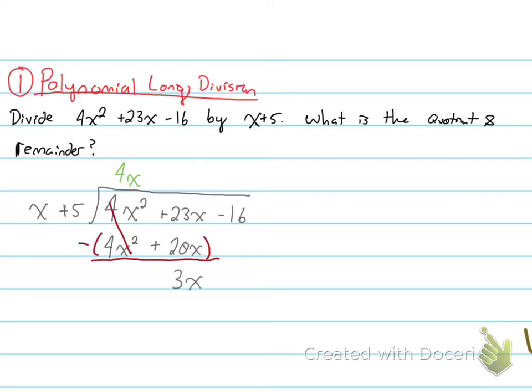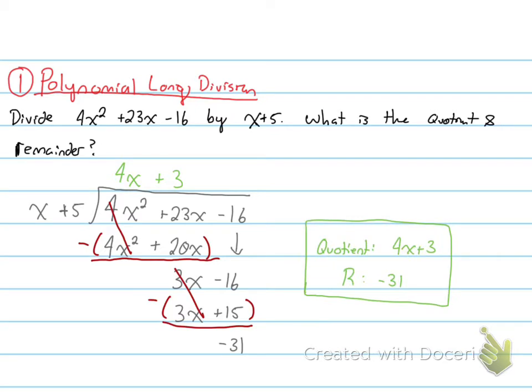These cancel, I'm left with 3x, I'm going to drop down that minus 16, and I'm going to do the process again. X times what would give me 3x? That'd be positive 3. I drop that down, I multiply my next terms, I get positive 15. I'm going to subtract that, and I'm left with negative 31. So from here, I know that my quotient is 4x plus 3. My remainder is negative 31.